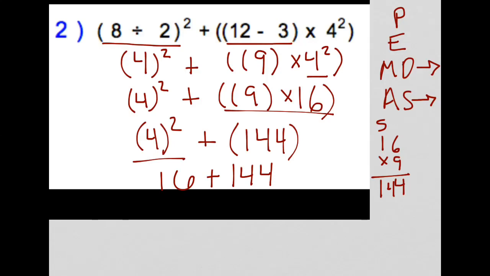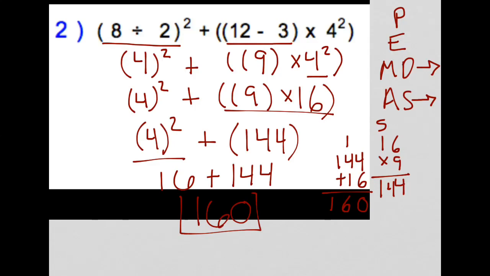144. So I just have to add 144 plus 16. 6 plus 4 is 10. 4 plus 1 is 6. Bring down the 1, 160. So I'm going to put 160, and I'm going to box in my answer. And that's my answer when I follow the order of operations.